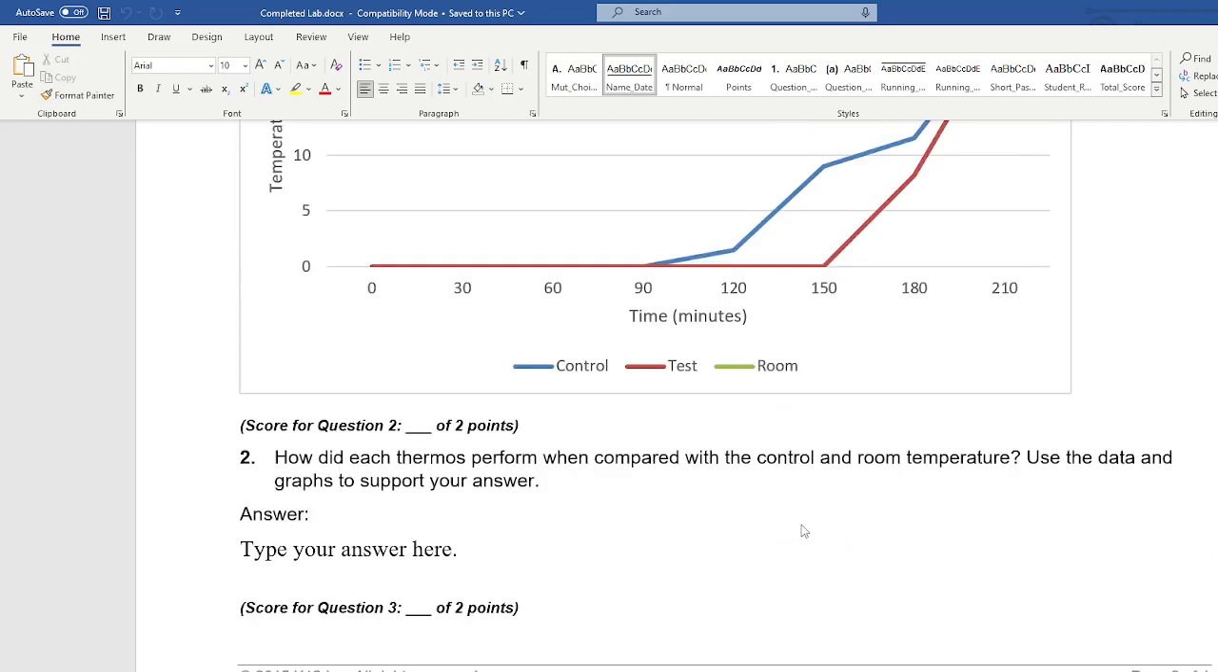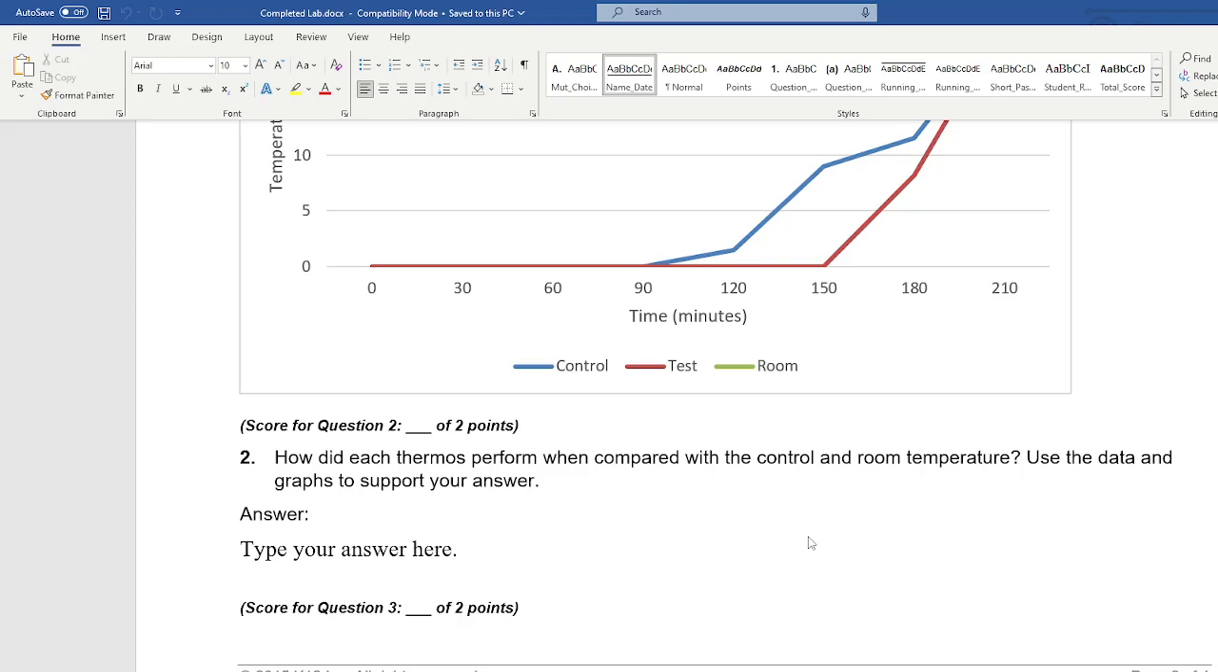So for number 2, you need to just state, it does say how did each one, so you need to actually mention all of the 5 different thermos types that we have here. You could say something like, this one and this one performed well, whereas these 3 did not perform as well.